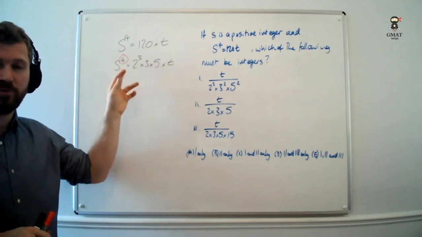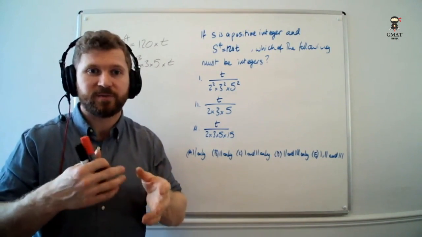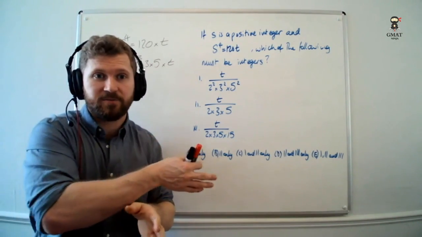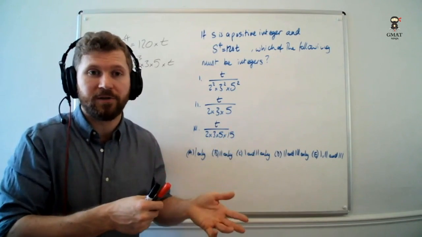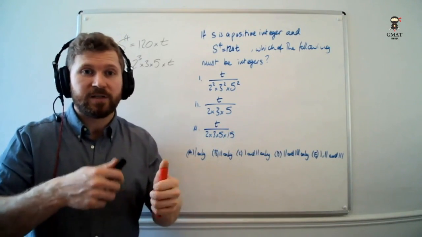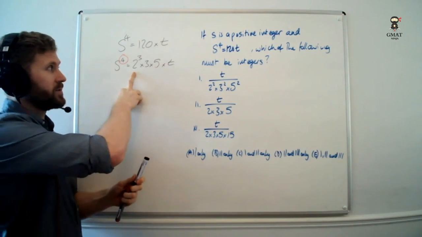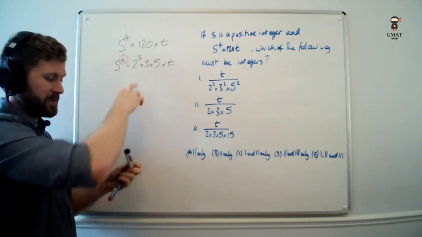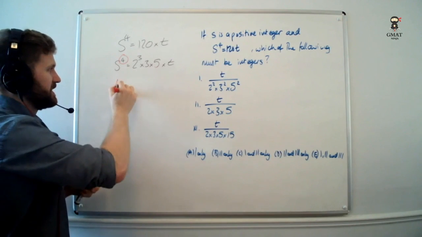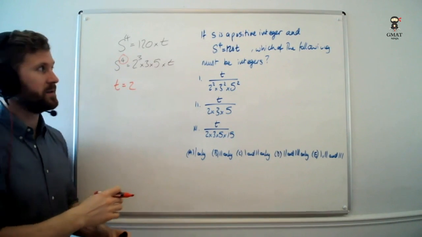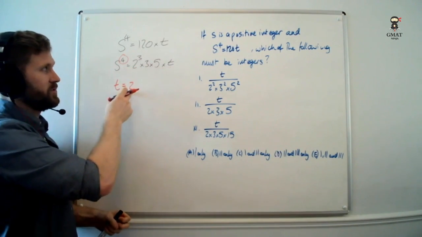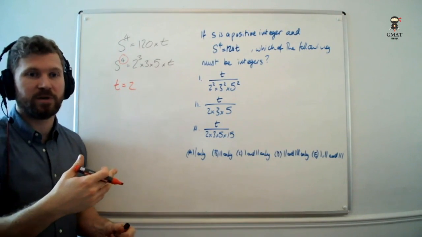If that was s cubed, I would say that the powers of 2 must be some multiple of 3: 3, 6, 9, 12. I don't know what they would be, but I would know they're multiples of 3. And we can use that to say that, okay, if the powers of 2 are going to be at least a multiple of 4, then t must have a 2 in it, because the 2 cubed times the 2 in the t would give me 2 to the power of 4.